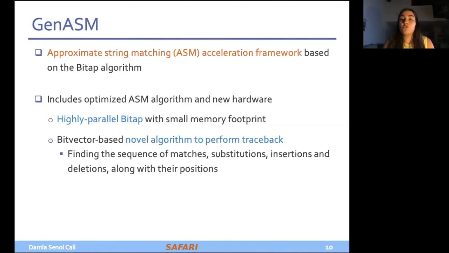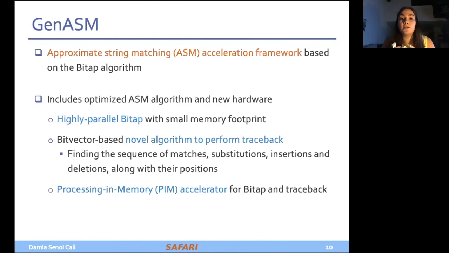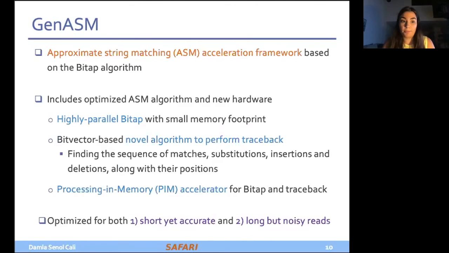where we find the sequence of matches, substitutions, insertions, and deletions along with their positions, besides finding the mapping location with respect to the reference genome. And we design our accelerators as processing-in-memory accelerators for both the Bitap algorithm and the traceback algorithm. And we optimize GenASM for both short yet accurate and long but noisy reads. The reason is that different sequencing technologies produce different types of reads. So that's why we want to be comprehensive by supporting both of these scenarios.